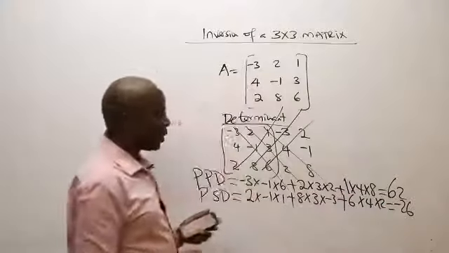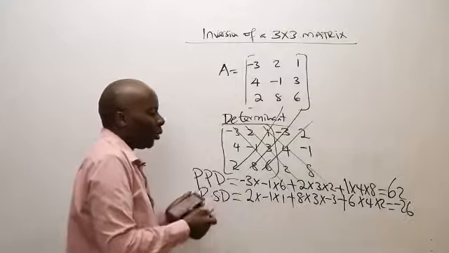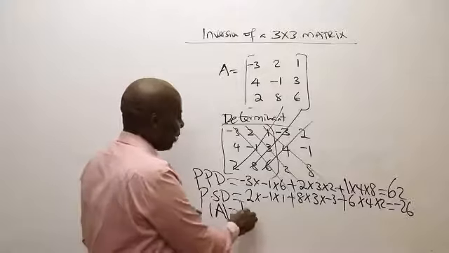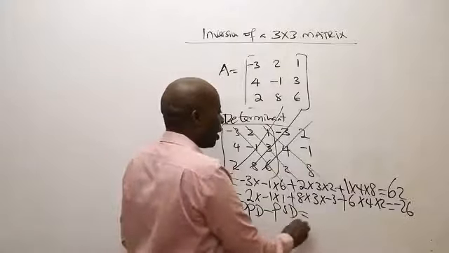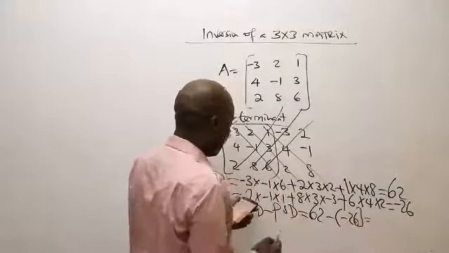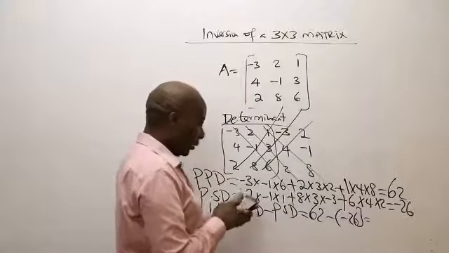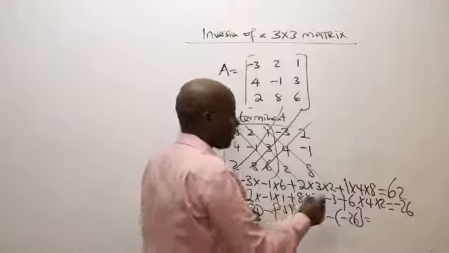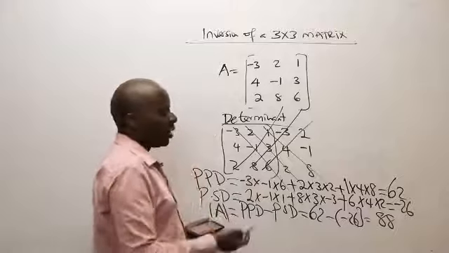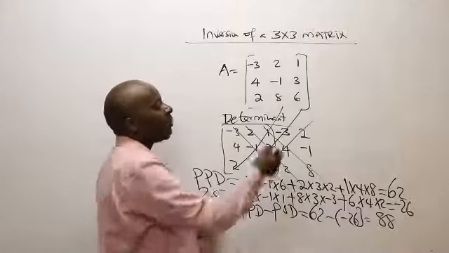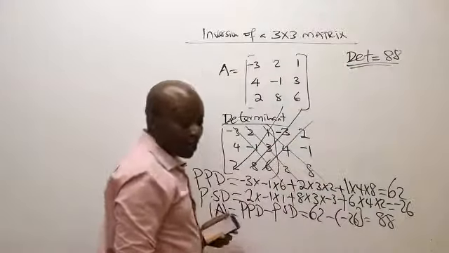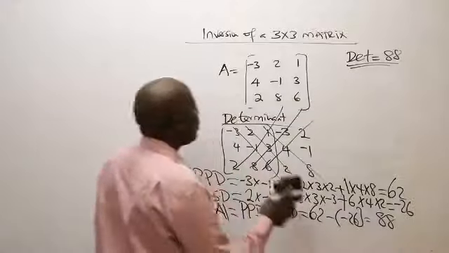Now, ladies and gentlemen, please don't forget where we are going and where we are coming from. What they wanted us to do is to give them the determinant of A, which is PPD minus PSD. The PPD is 62 minus the PSD, which is -26. So in short, we have 88, because minus minus gives positive. So the determinant is 88. I will have to store this somewhere. Determinant is 88.